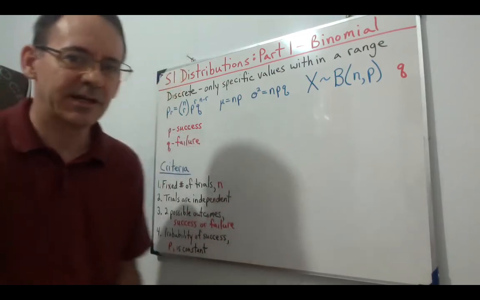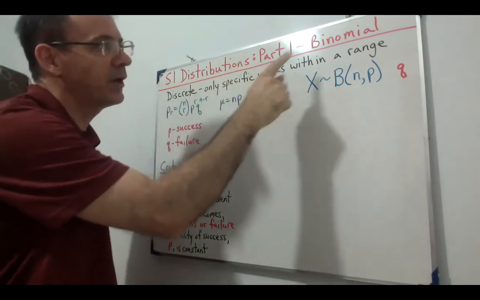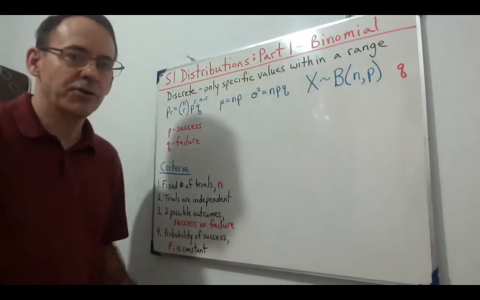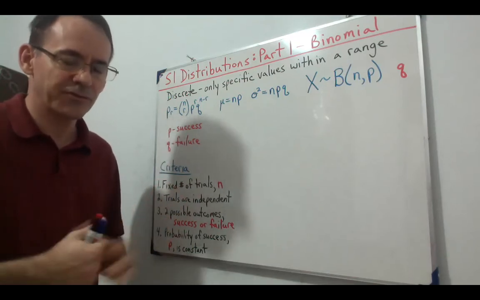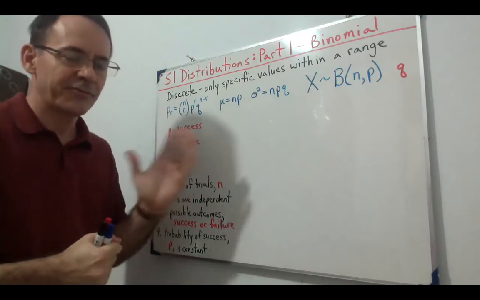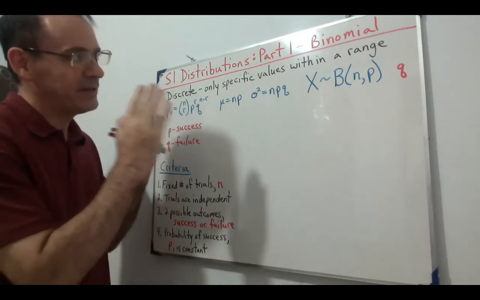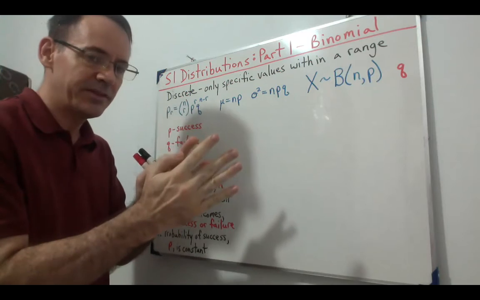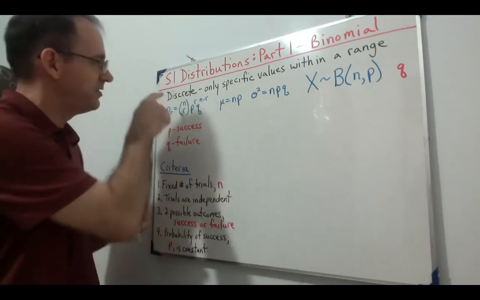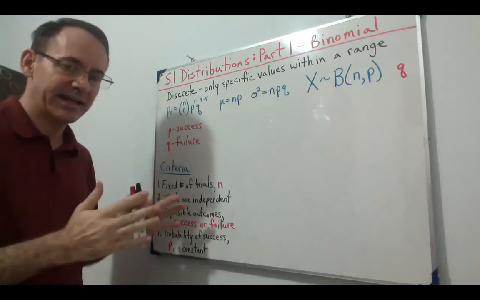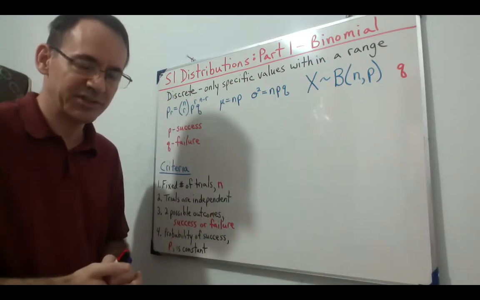Today we'd like to look at Statistics 1, Distributions, Part 1, Binomial. So in this unit, we're getting into several different distribution formulas. And the first one that we're going to look at is the binomial. The binomial and the next one, the geometric, both work with discrete data, as opposed to the normal distribution, which works with continuous data.